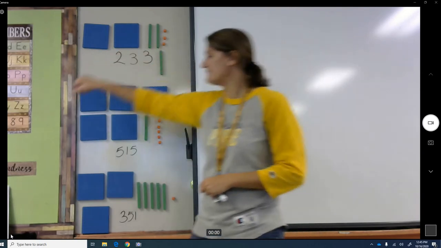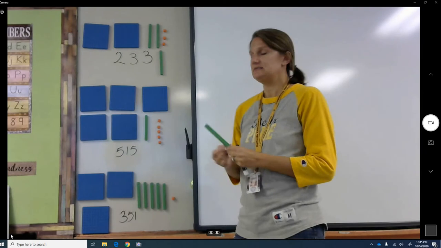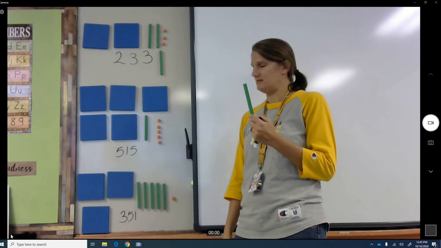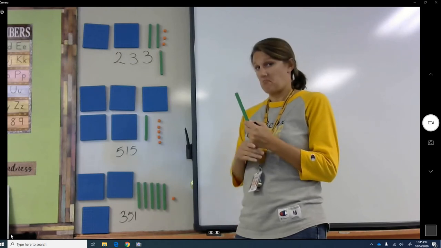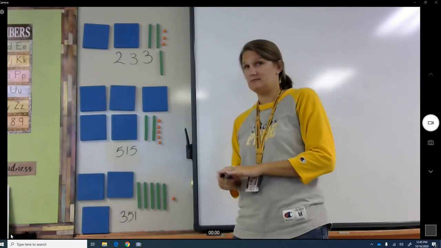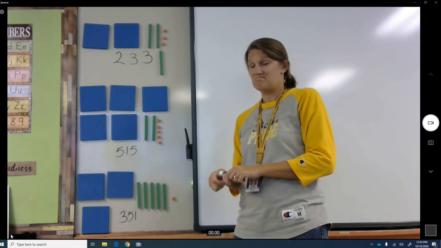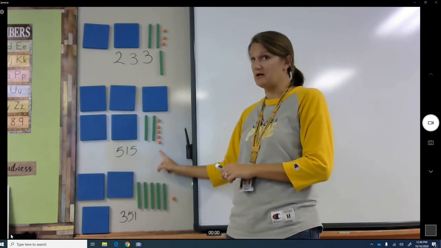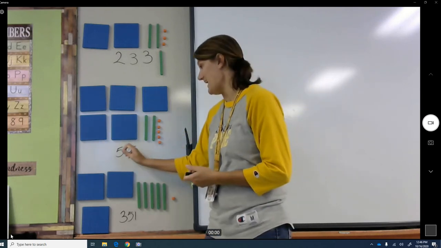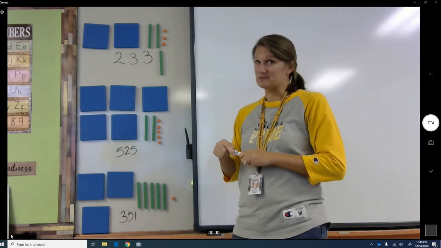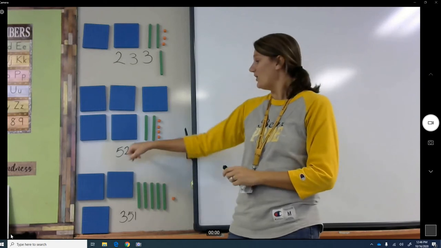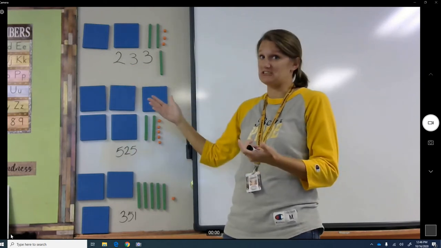Well, what if I add 10 to this number? What do you think it's going to make it if I add 10 to it? Let's see. Do I still have 515? I still have 5 hundreds and I still have 5 ones. But I don't have 1 ten anymore. I have 2 tens now because I added 10. And now what number is that going to make it? 525. Good. Only the tens are what's changing because we're just adding 10.